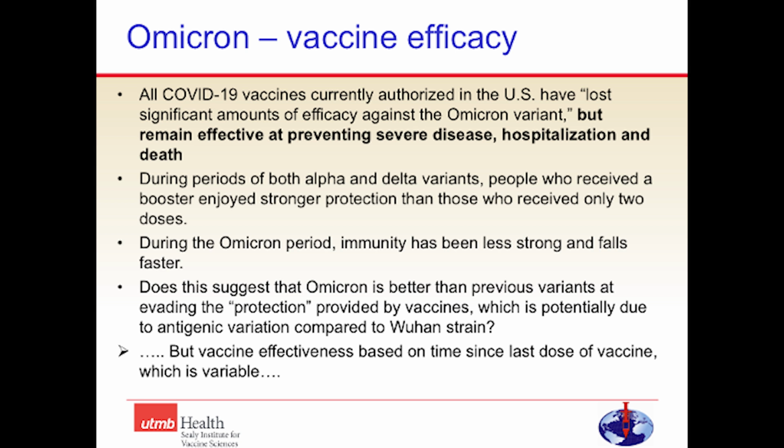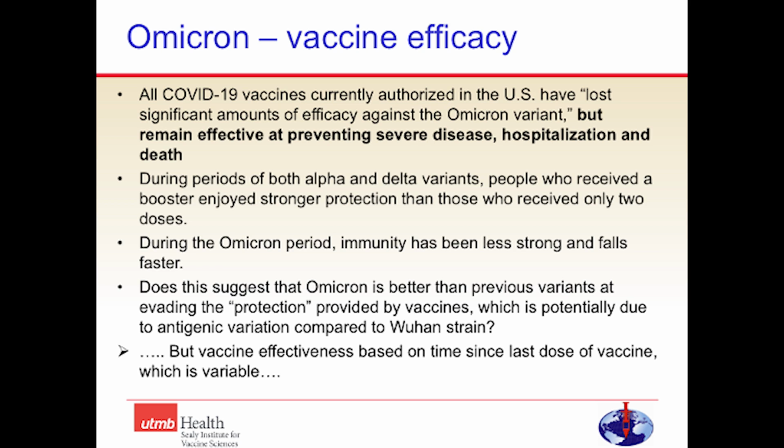In terms of vaccine efficacy, all the vaccines we use in the US have lost significant amounts of efficacy against the Omicron variant, but they still remain effective in preventing severe disease, hospitalization, and death. Although we're seeing many more infections, we're seeing nowhere near the levels of hospitalization and severe disease that we had in 2021. Interestingly, when we had Alpha and Delta last year, people who received a booster enjoyed stronger protection than those who received just the normal 2-dose primary series. But during Omicron, that's all changed. Immunity is less strong, and it falls faster.